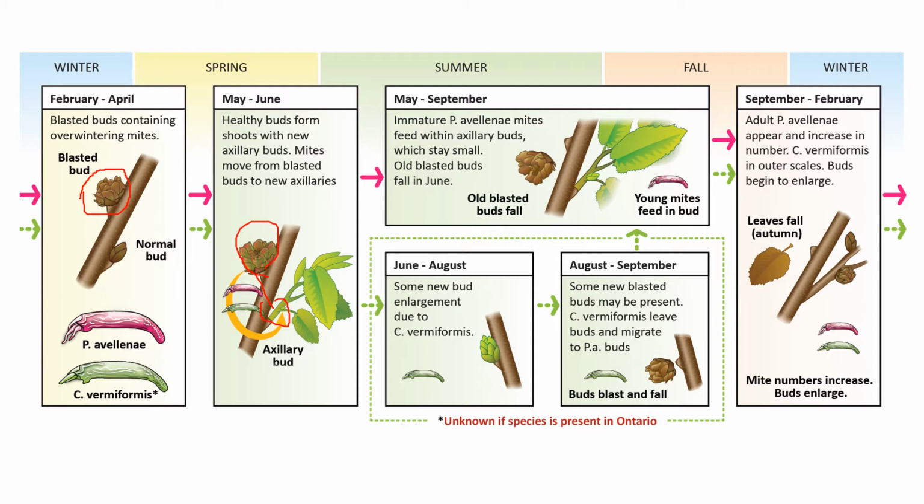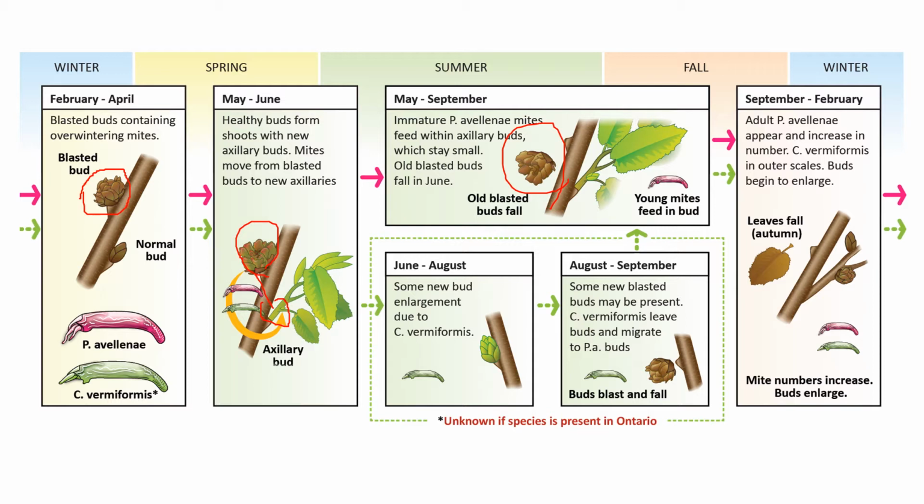As those auxiliary buds enlarge, the mites will then invade those buds, and from May to September, the immature stages of the big bud mite will do some feeding within those auxiliary buds, but the buds will not enlarge until the adults are present later in the year. So around June, the old blasted buds that were present on the tree will dry up and they'll fall off. And so what you are left with is basically a bunch of buds with young mites inside that are not enlarged. So it can be difficult to tell at that time if they are infested with bud mite.